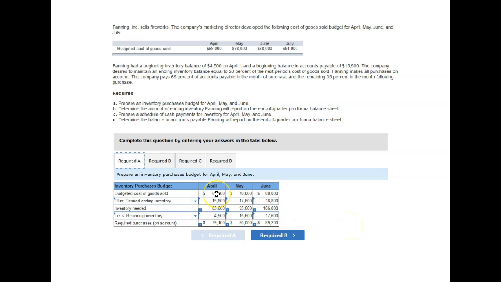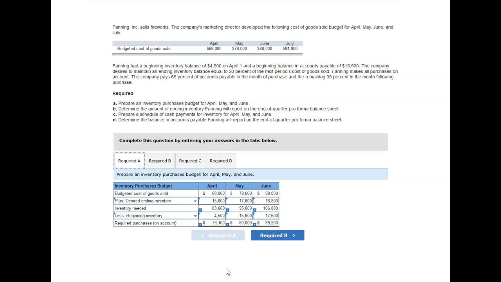We need to cover April's cost of goods sold. We need to cover 20% of the next month's. That gives us the total. We don't have to buy all this because we already have some on hand. We only need to purchase $79,100 during April.